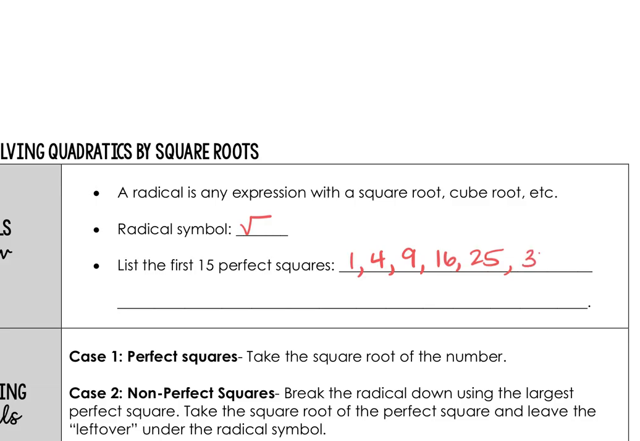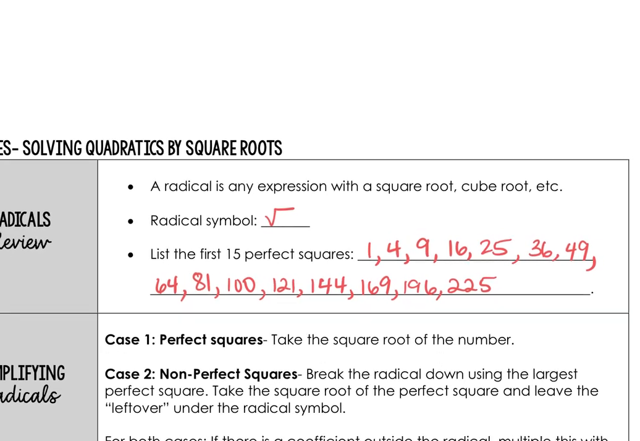Next perfect square is 36. Then 7 times 7 would be 49. And then 8 times 8 would be 64. 9 times 9, 81. Then you have 10 times 10, which is 100. Then 121. 12 times 12 is 144. Anybody know the next one? 169, very good. And then for 14, you just flip-flop. 196, very good. And then 15 times 15 is 225.